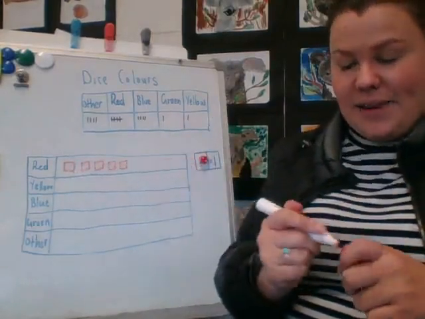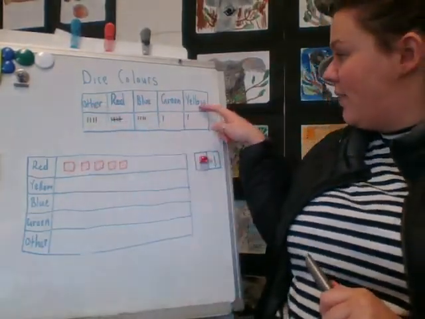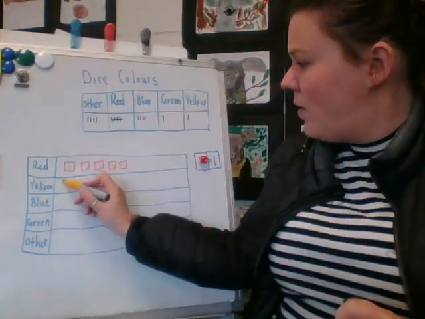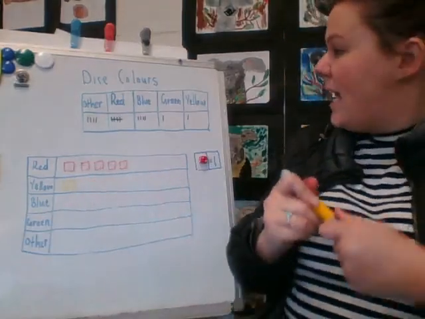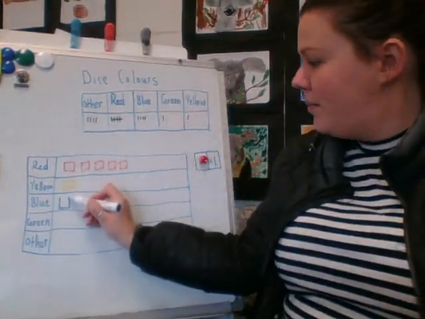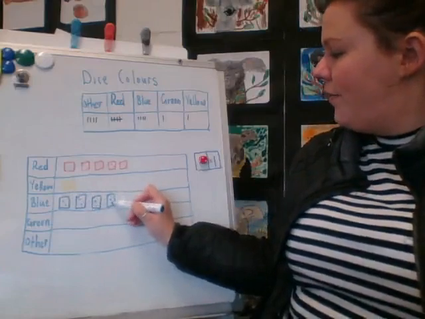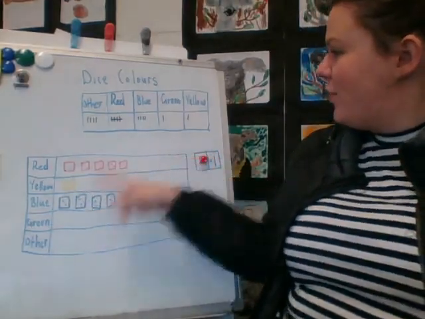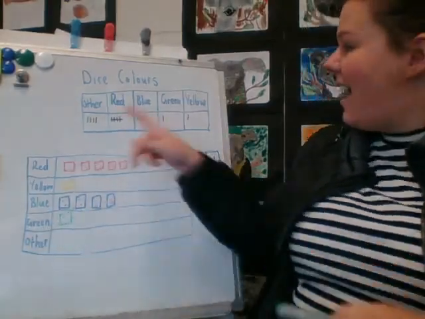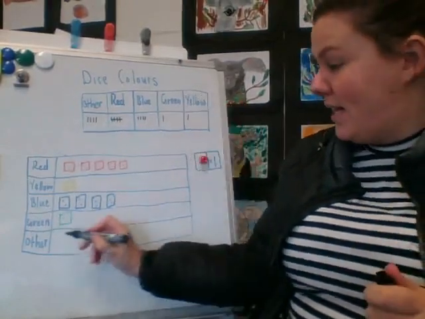and that shows that there was 5 red dice in our data set. The next colour I'm going to look at is yellow, and I have to look up at my data set here, and I see that there was 1 yellow dice from my tally mark. So I'm going to do the same thing, but there was only 1 dice to show. Next one was blue, and blue was 4. So I'm going to use my blue colour to show that. 1, 2, 3, 4. Perfect. And green was 1. And then other, we had 4. And I'm going to use black for my other because I know that that was what some of the colours were.